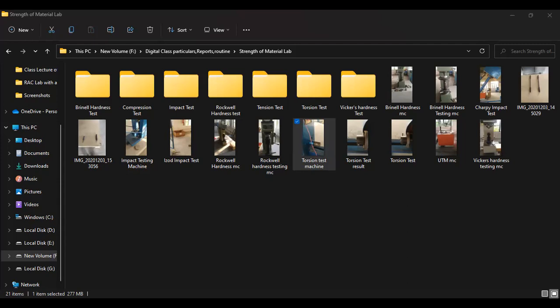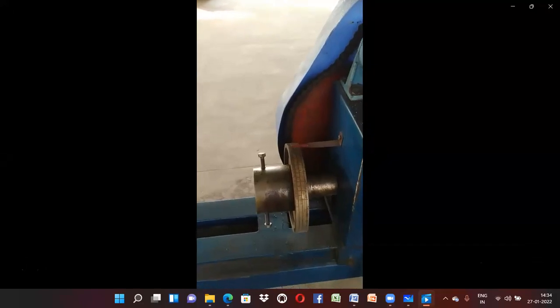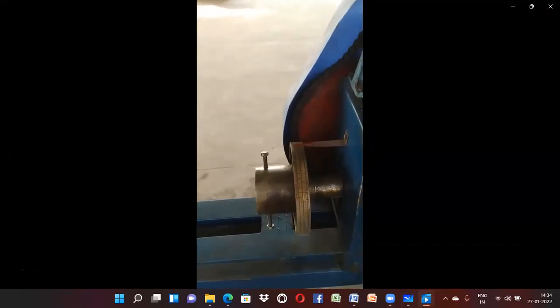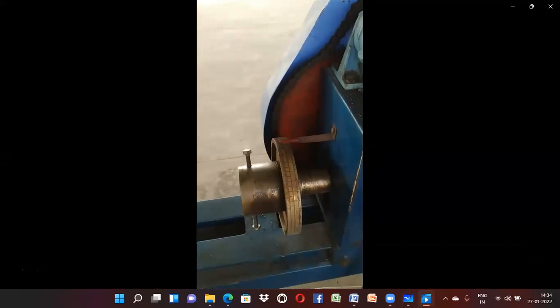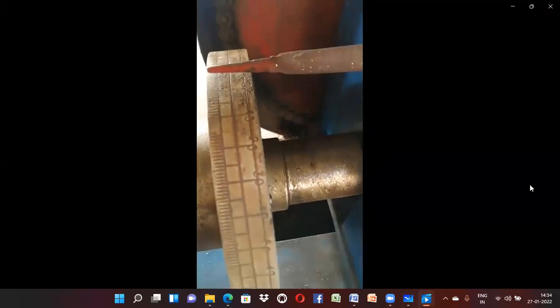This is a torsion testing machine which has a vice at the left end and a vice at the right end for holding the workpiece by fixing it by means of two sets of bolts, as seen. And the vice at the right hand side has a graduated scale like this, which will give you the graduation from 0 to 360 degrees while rotating the vice.